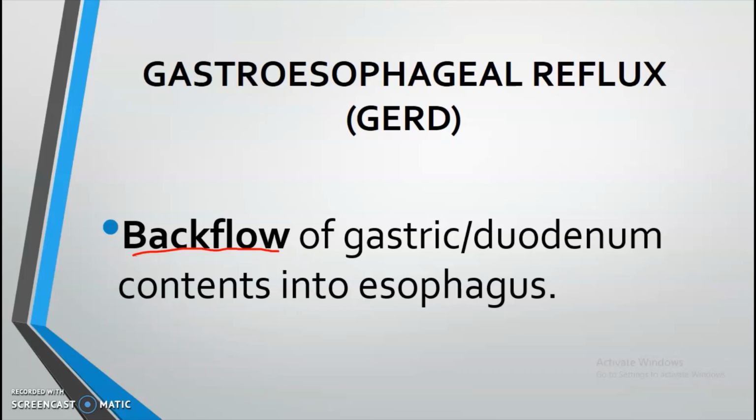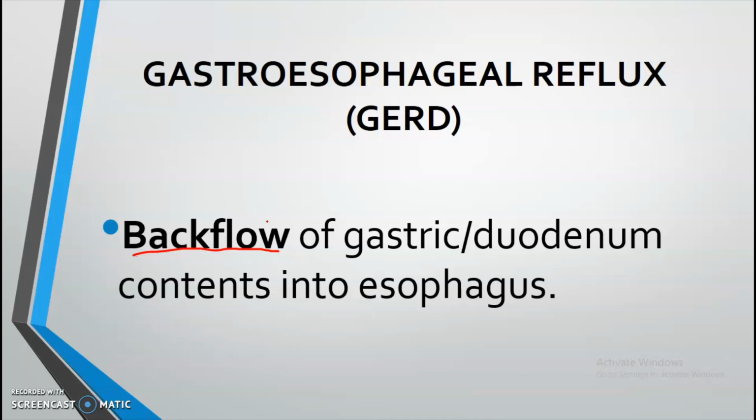So what happens in GERD is that this process becomes problematic. Why? Because there is either a problem in the lower esophageal sphincter or in the pylorus between the duodenum and your stomach. So whatever content of the stomach or the duodenum backflows from that part into the esophagus, causing the gastric content, because it contains acid, to injure the mucosal lining of the patient's or the person's esophagus.